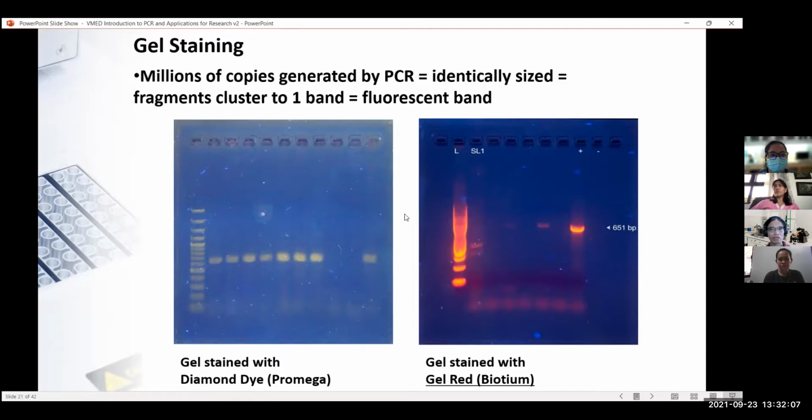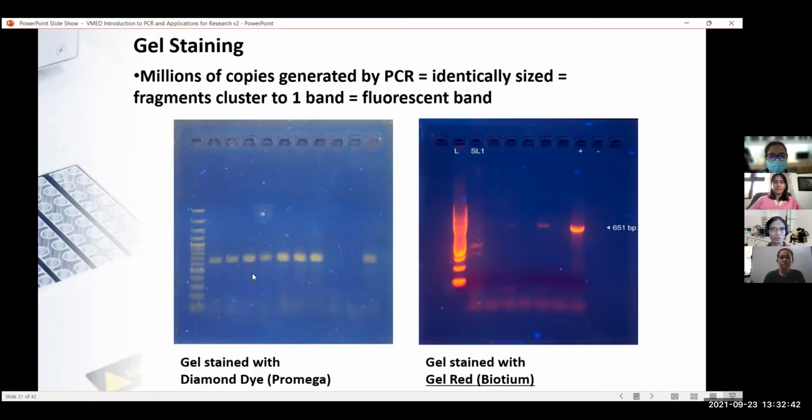an orange-red glow. As you can see here, this is a 100 base pair ladder, so the size of this band is 100 base pairs. This is 100, 200, 300, 400, 500, 600, 700. The size of this band is 651. This is the positive control, and these are the samples. You can see that the positive control is actually 651 base pairs because it is between the 600 band and the 700 band.